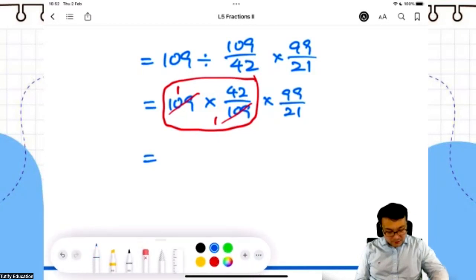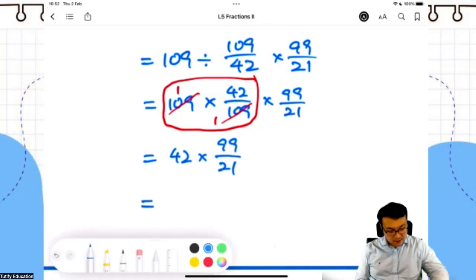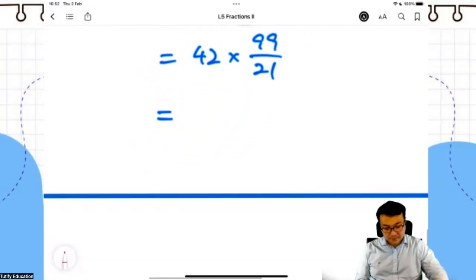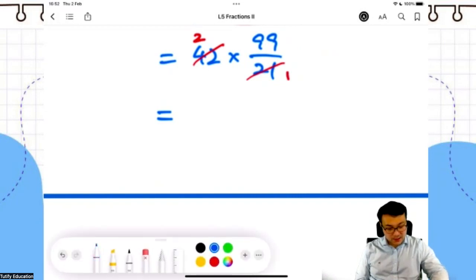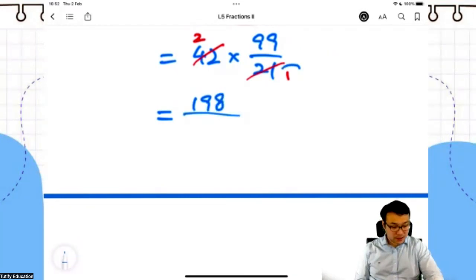So now we are left with 42 times 99 over 21. Can we simplify again? Which two numbers are you going to simplify? 42 and 21. Divide by 21, you get 2. Divide by 21, you get 1. So in the end, what's your final answer? You have a 2 there and you have a 99. 198 over 1. Yes, very good. 198 is the numerator and the denominator is 1.